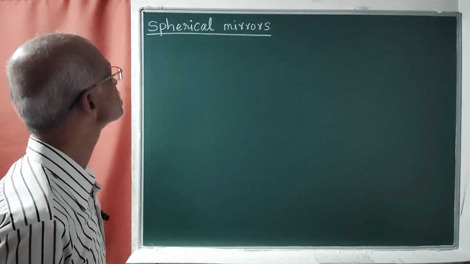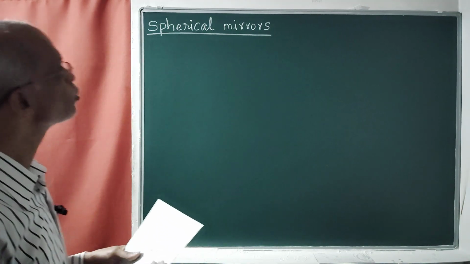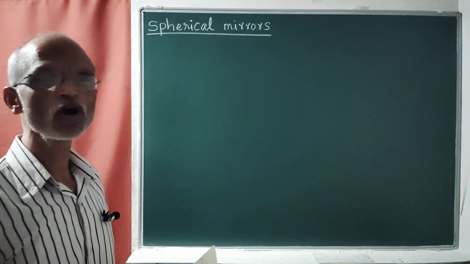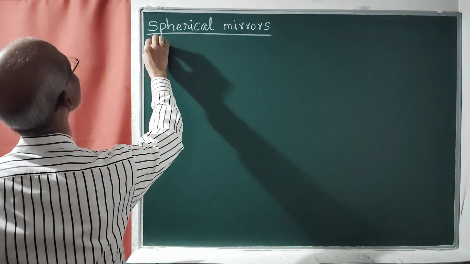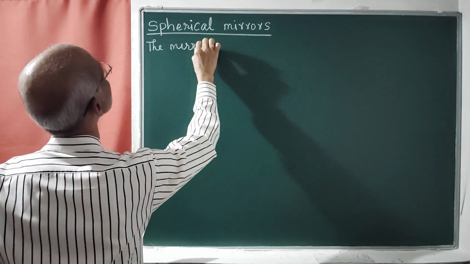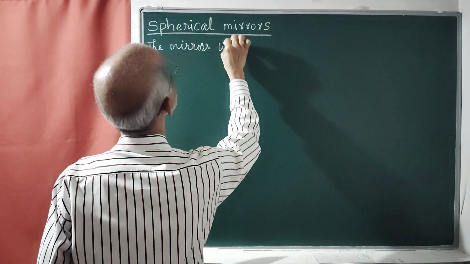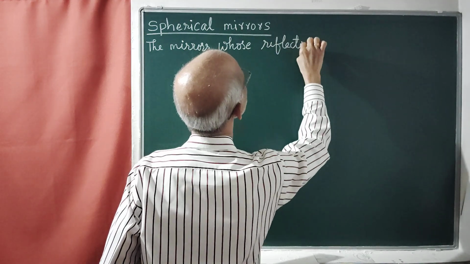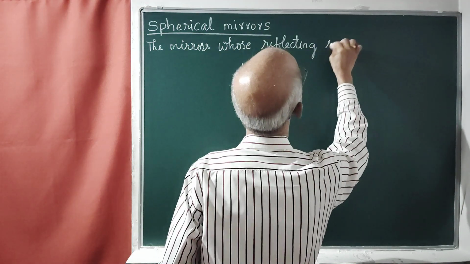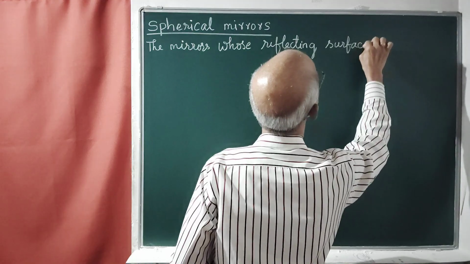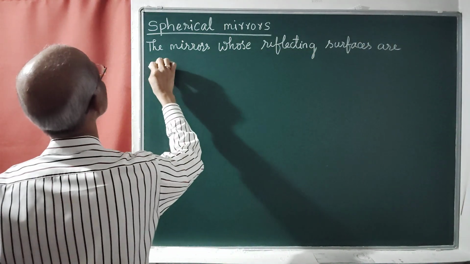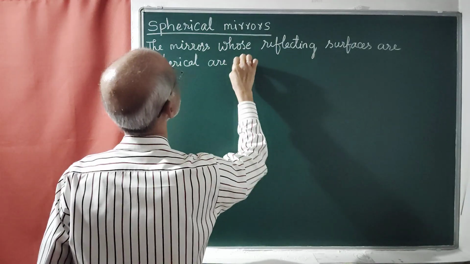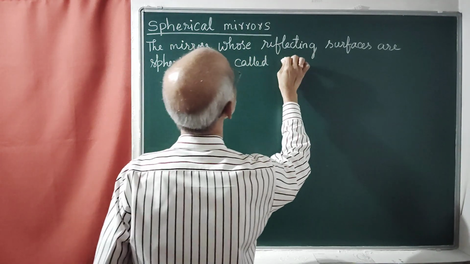First, we'll see what are spherical mirrors. The mirrors whose reflecting surfaces are curved or spherical are called spherical mirrors.